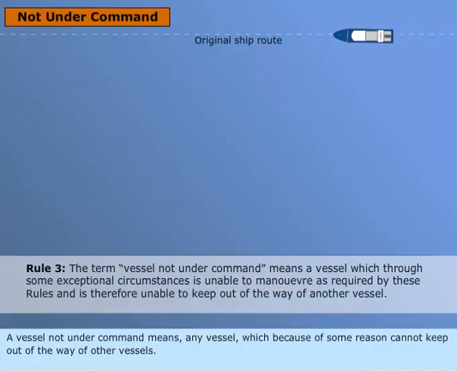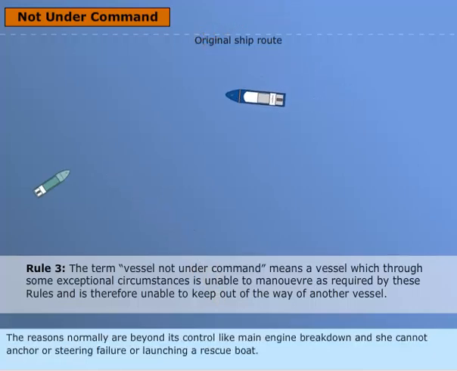A vessel not under command means any vessel which because of some reason cannot keep out of the way of other vessels. The reasons normally are beyond its control, like main engine breakdown and she cannot anchor, or steering failure, or launching a rescue boat.